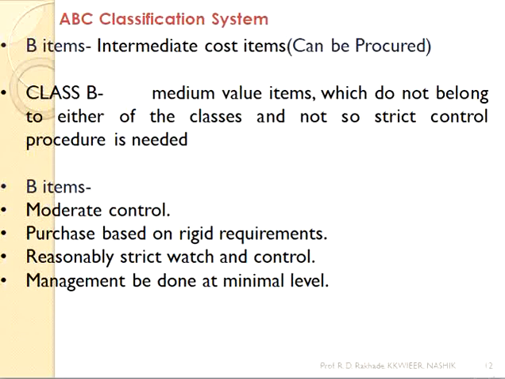Then B items. The characteristics for B include moderate control, purchase based on rigid requirement, reasonably strict watch and control, and management done at minimum level only.